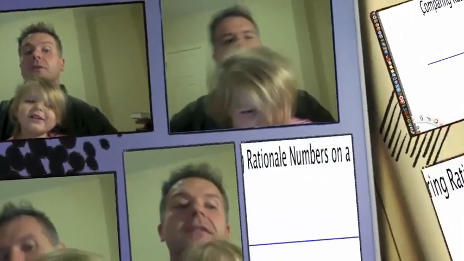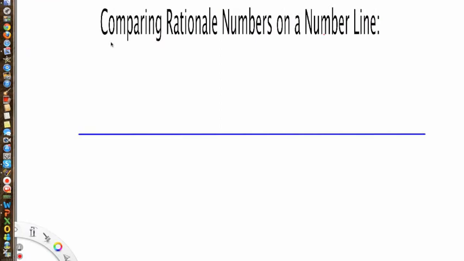Comparing integers and rational numbers. Boys and girls, let's compare some rational numbers on a number line. Now this might be the most difficult concept for some of you because you don't have a good grasp of what negative numbers are. For example, let's take a look at the first example.